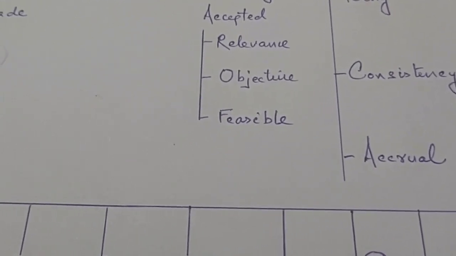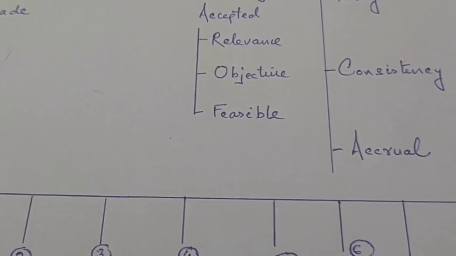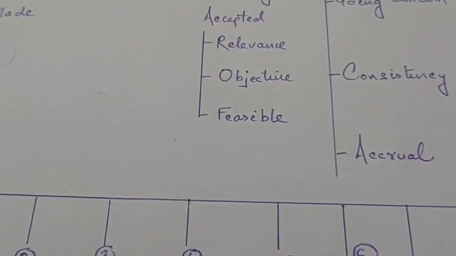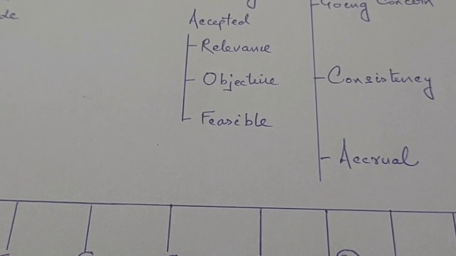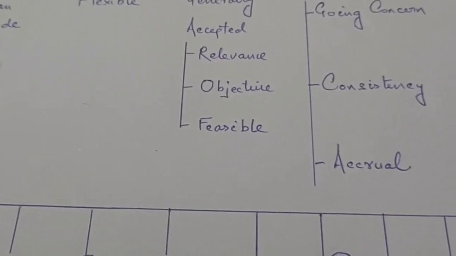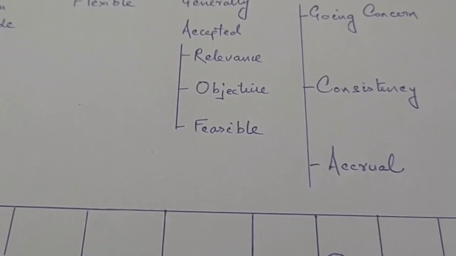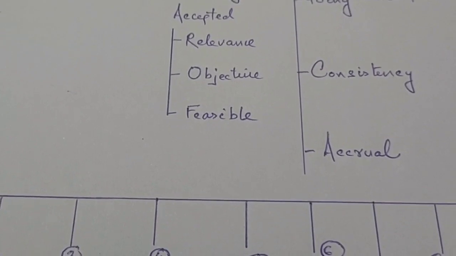So the consistency concept says that accounting practices once selected should be applied consistently year after year. It should not be changed year after year. And if there are two methods and the accountant feels that one particular method is better than the other, then certainly the method can be changed. But if it is once changed, it cannot be changed again and again.